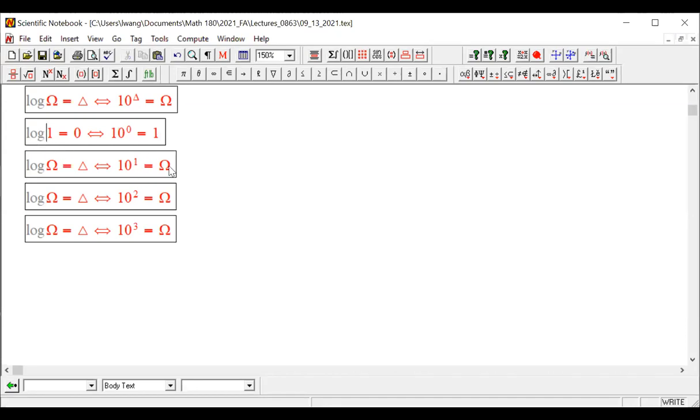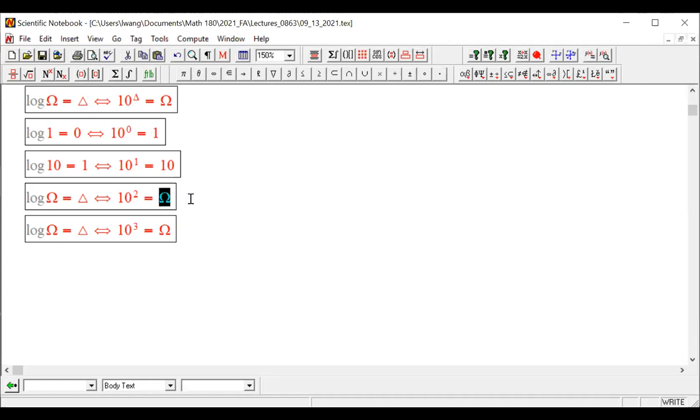All right, so now 10 to the power 1 equals what? 10, right? So what is on the other side? Log base 10 of 10 equals 1. Log 10 is 1. That's how you say it. Log 10 is the same as 1. We have to be able to speak it, right?